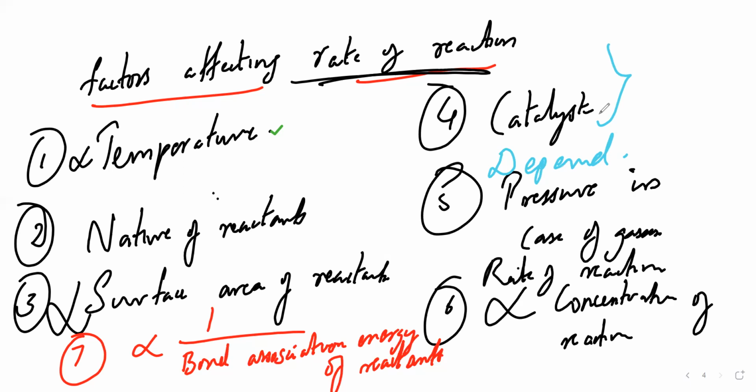So if I completely write it, if it is increasing, generally a catalyst is what? It is a promoter. It increases the rate of a reaction. Correct?